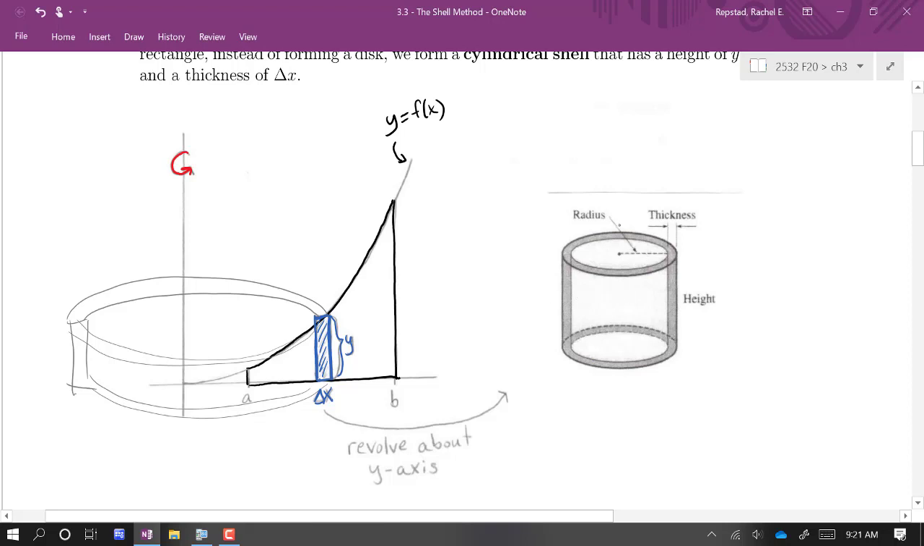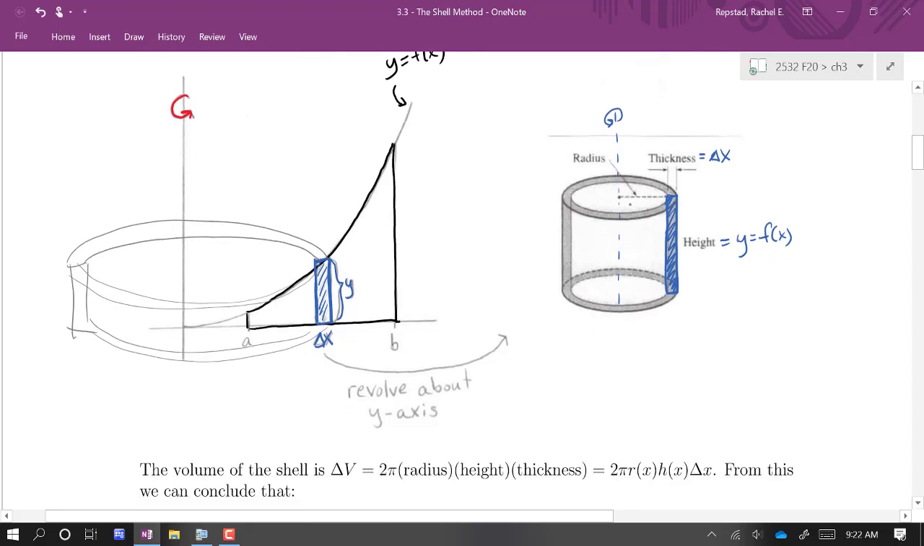Now, the thickness of the shell, that is delta x, is given by the thickness of the rectangle. The height of the shell is given by the length or the height of this rectangle. So the rectangle that I've drawn in blue here is like right here. So this height is y or f of x. And our axis of revolution is right in the middle. So that's the y-axis here.